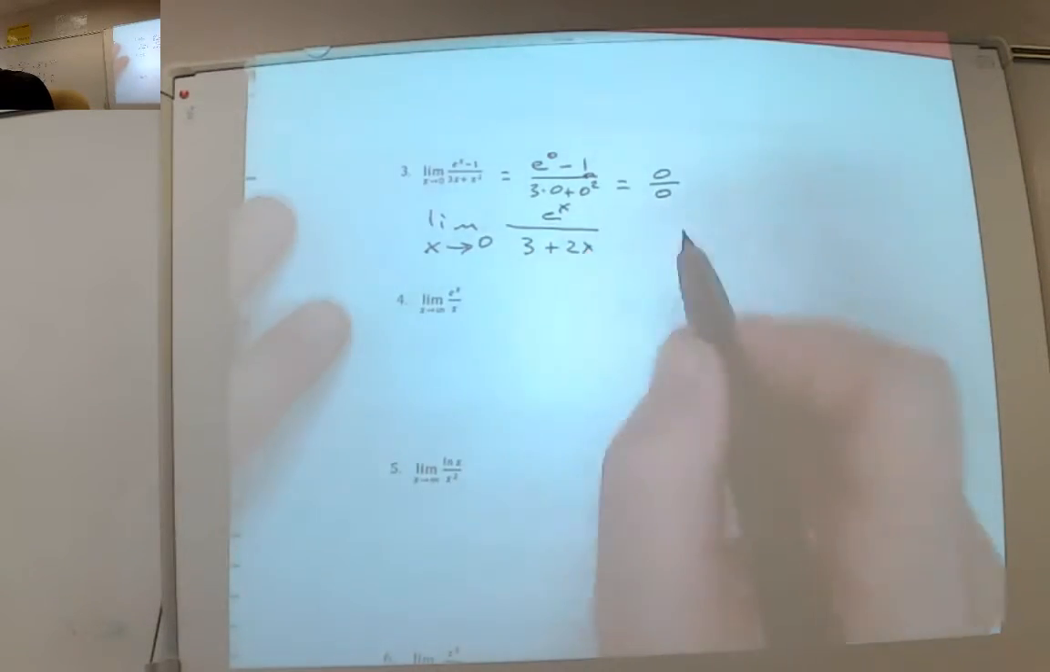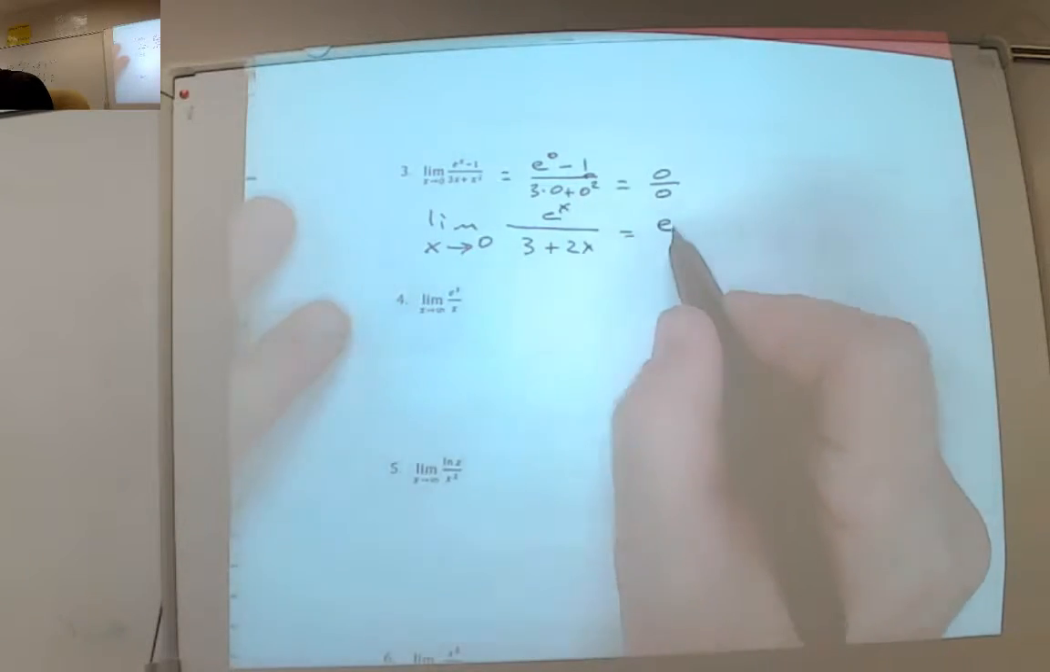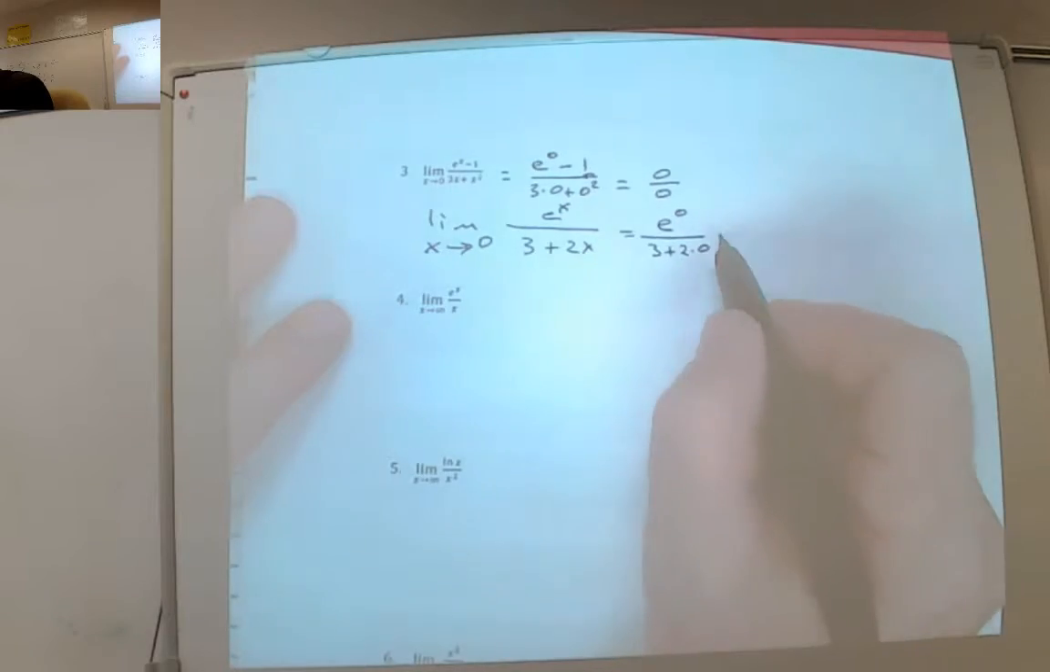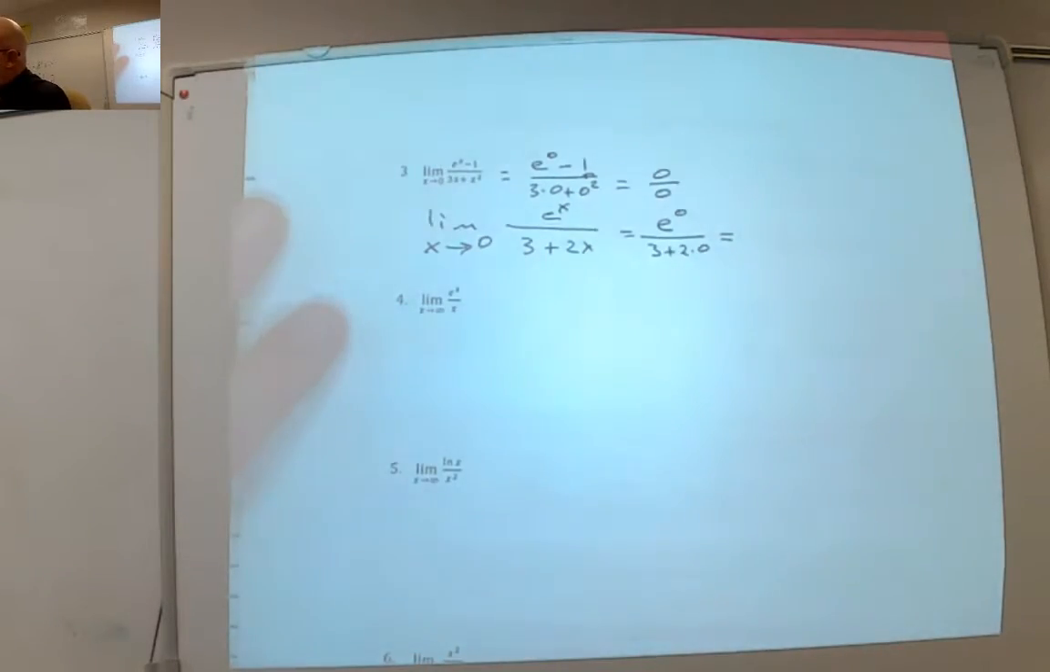Okay, so again I substitute. I get e to the 0, and I get 3 plus 2 times 0. And my limit is what? 1/3. 1/3.